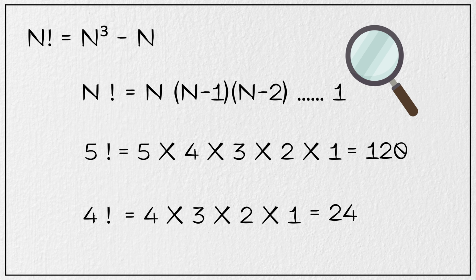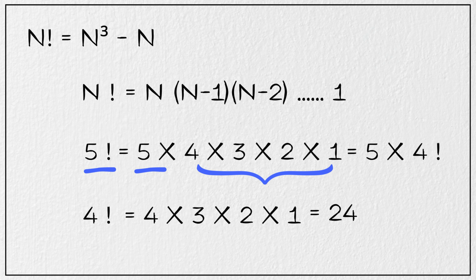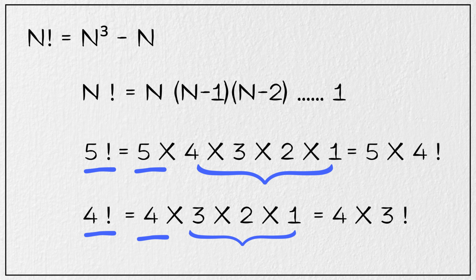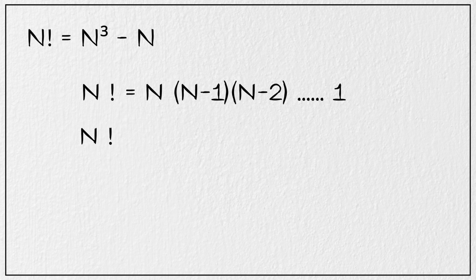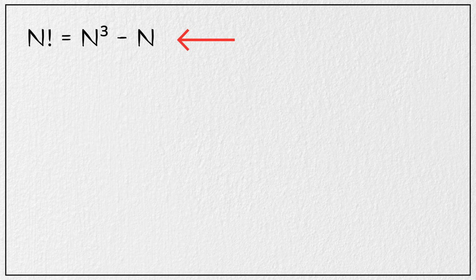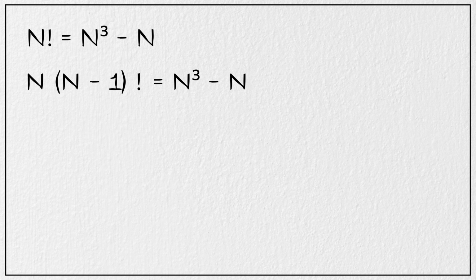Now, did you notice something? This 5 factorial can also be rewritten as 5 times 4 factorial. And similarly, this 4 factorial can be written as 4 times 3 factorial. So in general, n factorial can be rewritten as n times n minus 1 factorial. Now let's go back to our equation. n times n minus 1 factorial equals n cubed minus n.